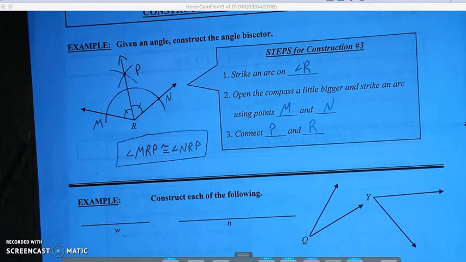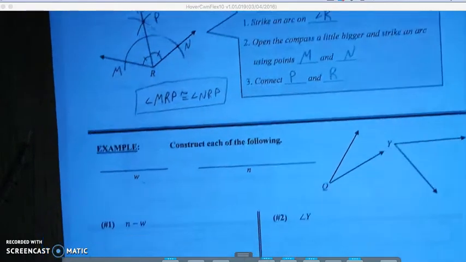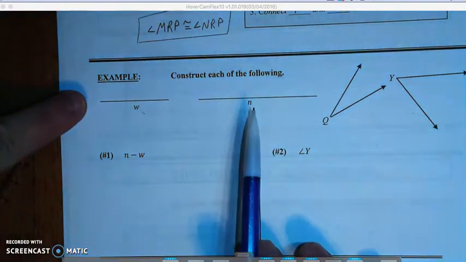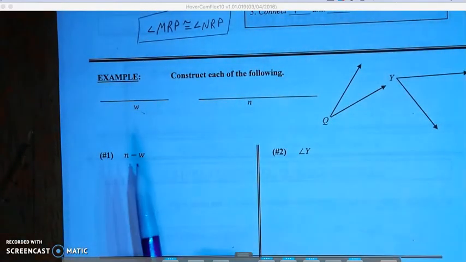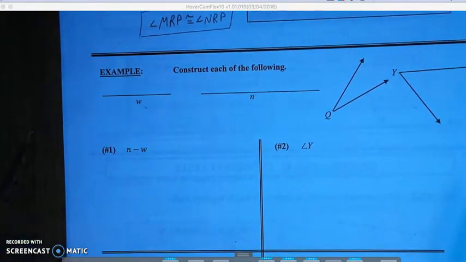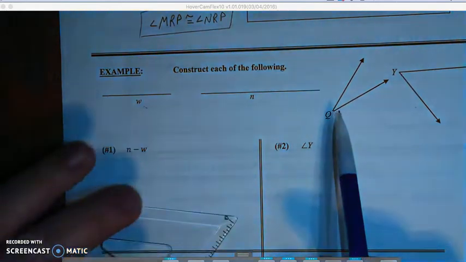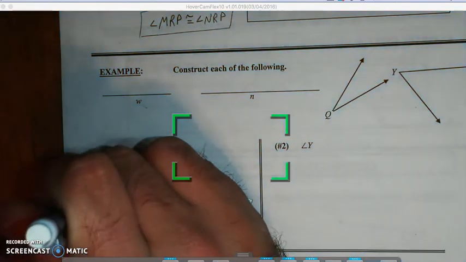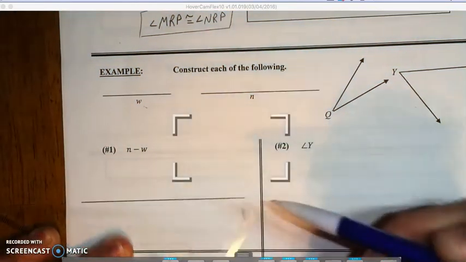Alright, so this recording is down to about 5 minutes. I'm going to try to quickly go through a couple of these examples so you get a chance to look at them because homework is very similar to this. In example 1, we're given these two segments, segment N and segment W, and we're trying to construct N minus W. So just like in construction 1, we want to draw a segment that's clearly longer than N. So we start out with just our straight edge and we draw a segment.